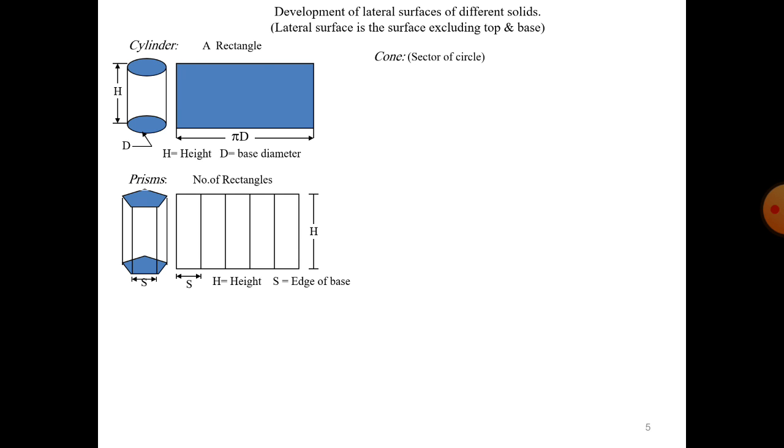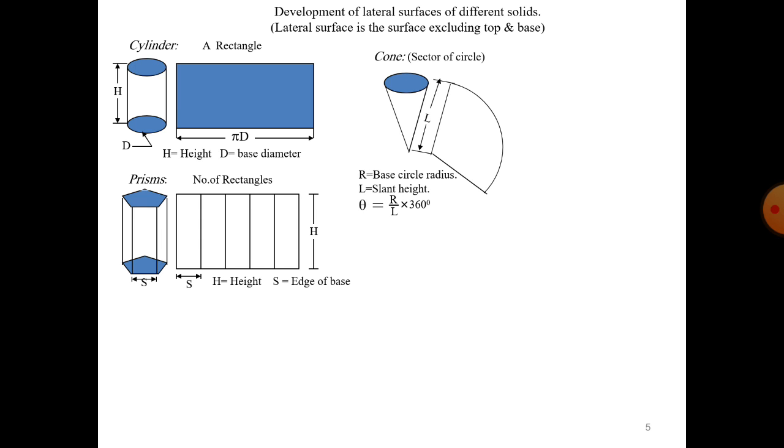Next, the cone. In the cone, the development shows L as the slant edge and R as the base circle radius. With the help of that, theta can be calculated as R by L into 360, where theta is the angle of the development.